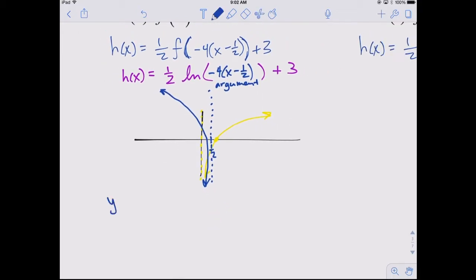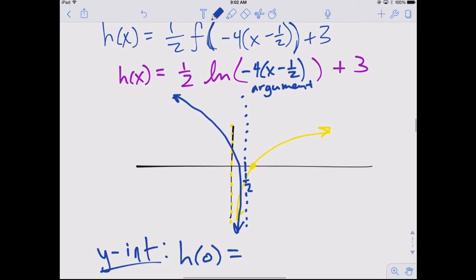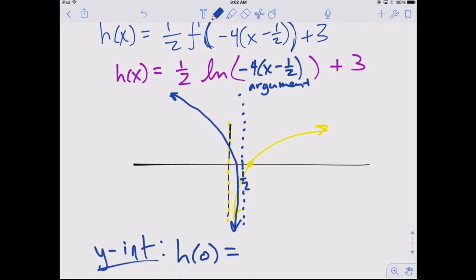The y-intercept. So get used to finding the y-intercept. And like we saw in the warm-up yesterday, if it's something that we need a calculator to get the decimal value of, we could still probably determine if it's positive or negative without the calculator. So show me h of 0. And once again, if I plug in a 0 in for x up here, 0 minus 1/2 is negative 1/2. Negative 1/2 times negative 4 is positive 2. So I end up with 1/2 times the natural log of 2 plus 3.